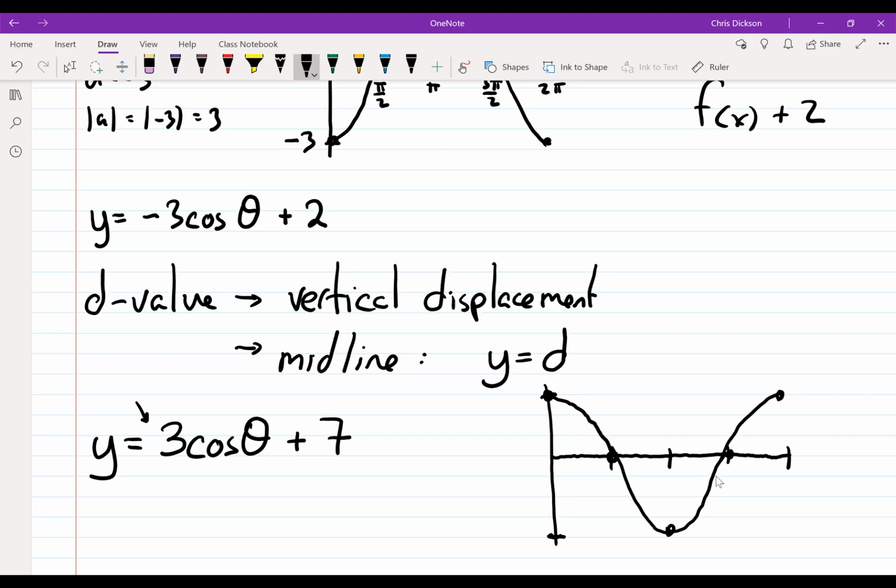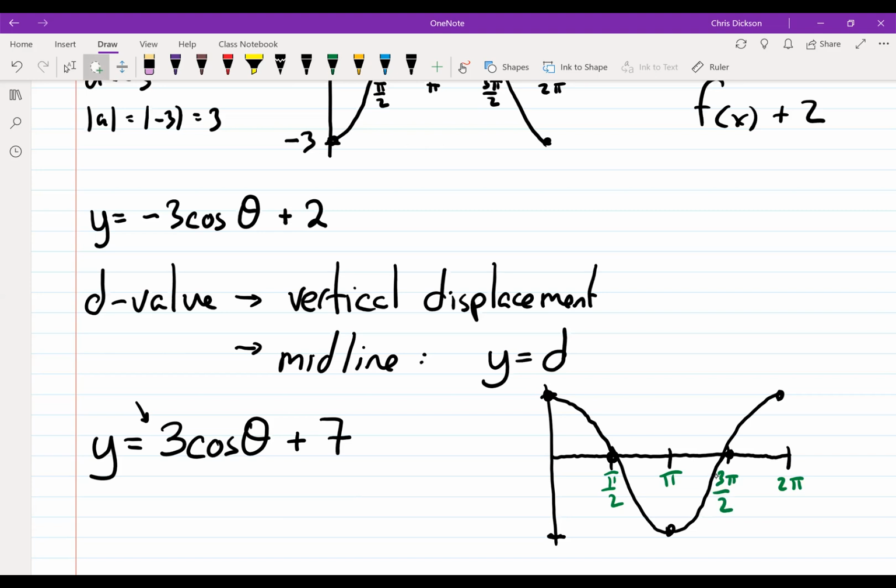And so now what I would do is put my numbers on the graph. And you can start with any axis you want. I'm going to start with the x-axis because I haven't changed the period of the function. So that's going to be 2 pi. That's going to be pi over 2. And then 3 pi over 2.